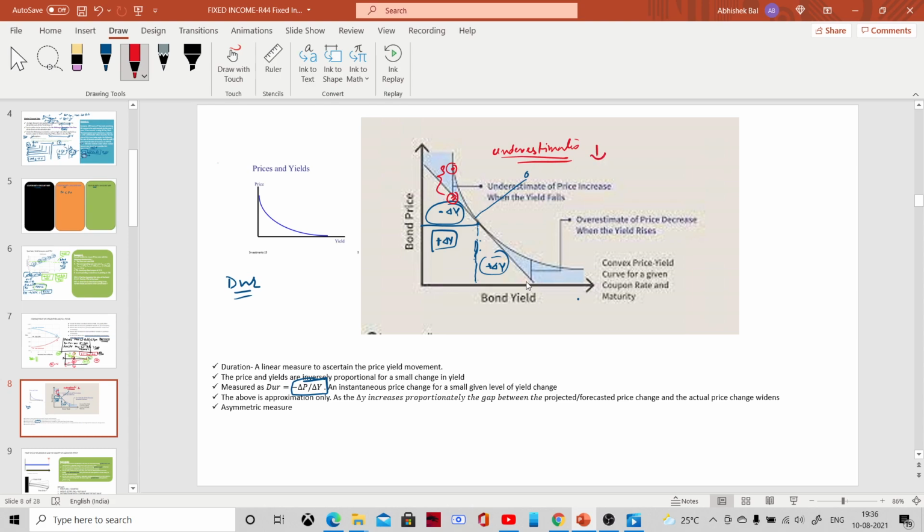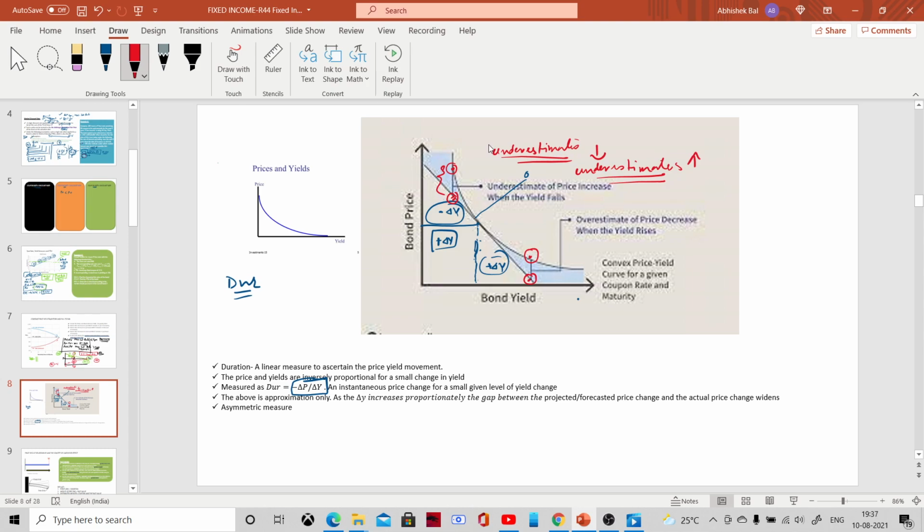Okay. Second is when the interest rate increases, there also the price predicted is here, but the actual price is found out here. So here also the duration measure underestimates the price when the market interest rate goes up, right? So this is one drawback of duration. We will later see how it is corrected.